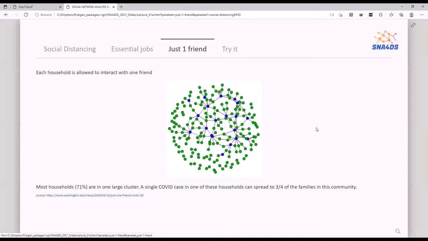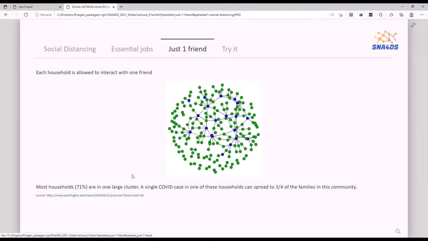You can interact with just one individual. And then of course you have the essential households who are still able to interact the way they just did. And now what you see with just the introduction of one individual, for example here, is that these two households communicate with each other, and these two households communicate with each other, and as long as none of these two gets corona, then they're completely safe.